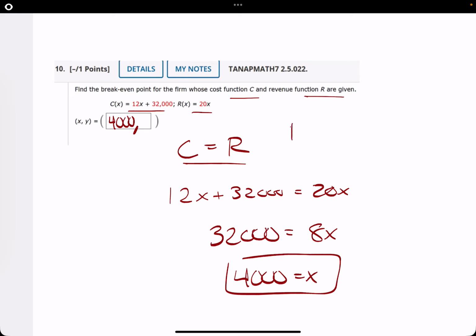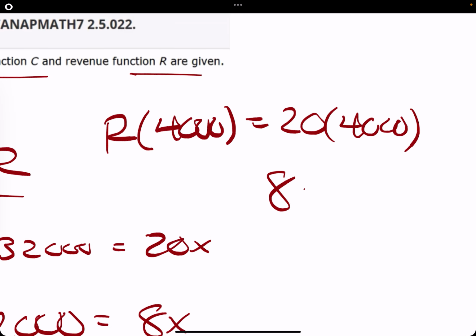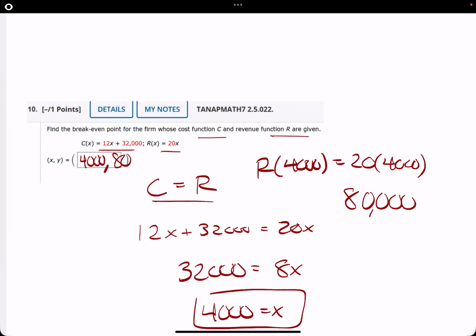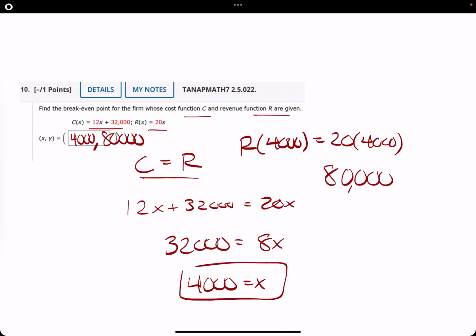So let's say the revenue at 4,000, we get 20 times 4,000. That'd be an 8 for 2 times 4, and then 4 more zeros. So 80,000 would be our output, our y value. So 4,000, comma 80,000.